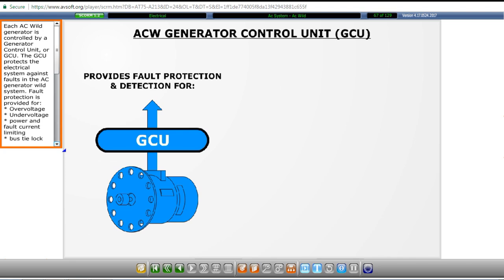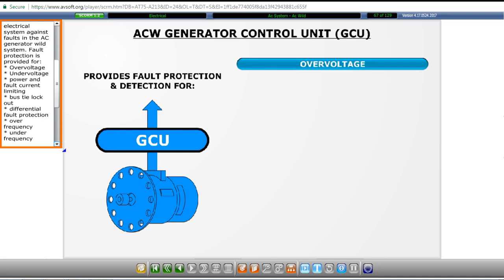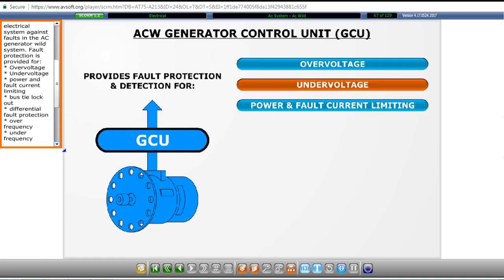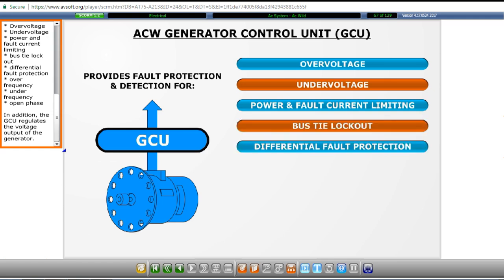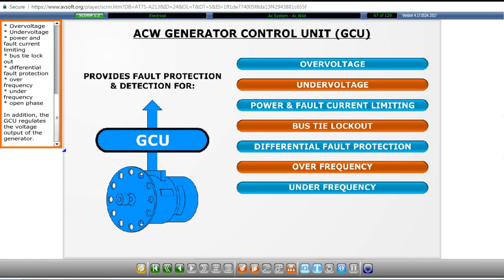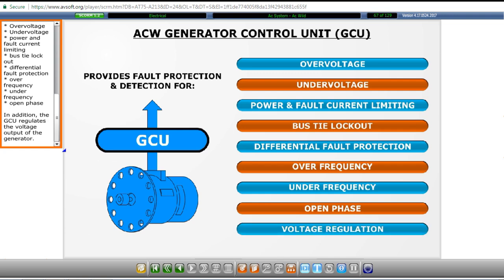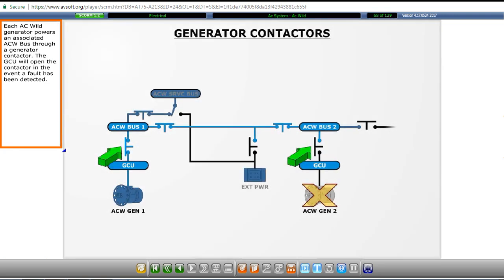The GCU protects the electrical system against faults in the AC Generator Wild system. Fault protection is provided for overvoltage, undervoltage, power and fault current limiting, bus tie lockout, differential fault protection, overfrequency, underfrequency, and open phase. In addition, the GCU regulates the voltage output of the generator.